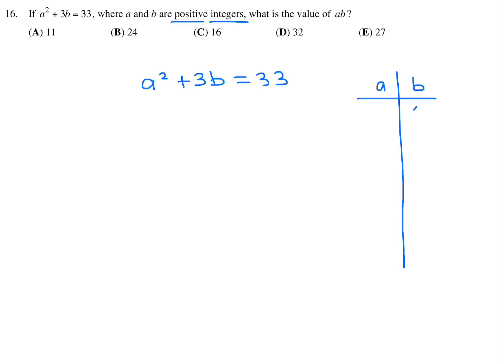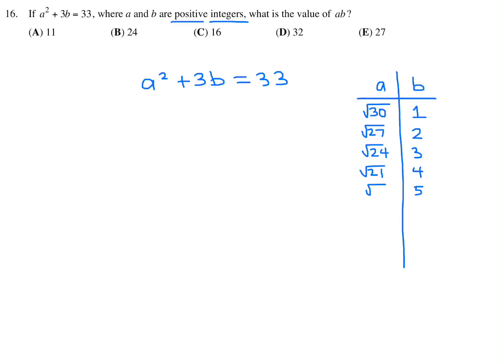So let's say positive integers, the lowest possible number is 1. If B is 1, A looks like it's going to be the square root of 30. Well, that's no good, right? Because A has to be an integer. All right, let's keep going. For 2, looks like square root of 27. 3, square root of 24. 4, square root of 21. Still not getting an integer.